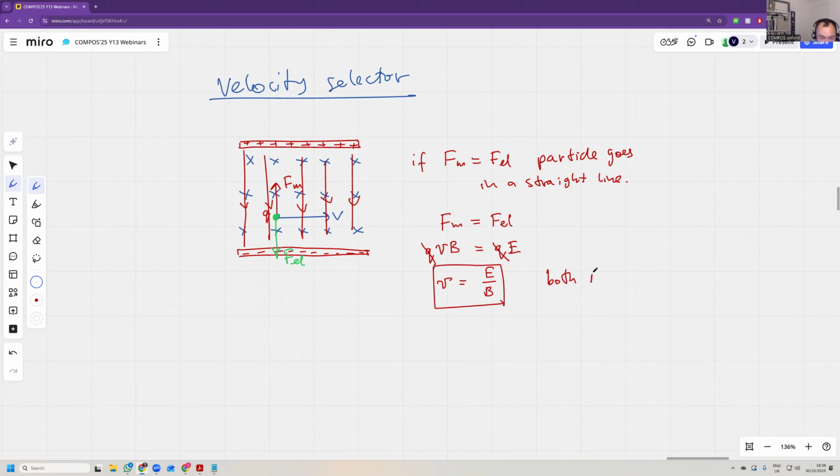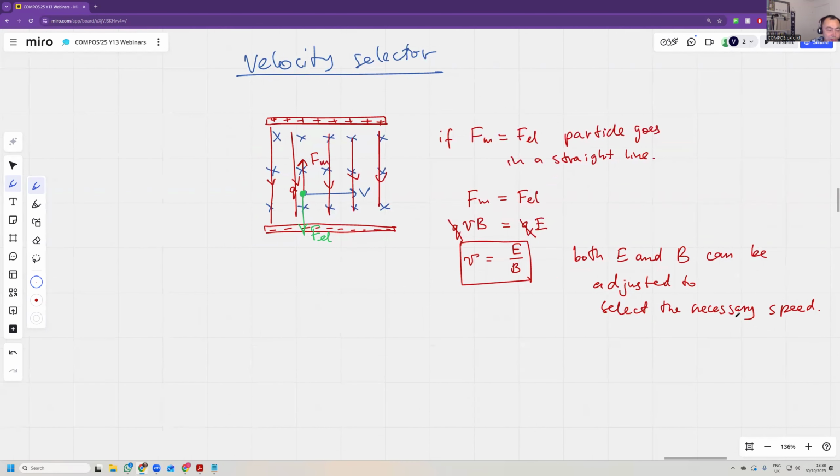Both E and B can be adjusted to select the necessary speed. So if the particle moves too fast, the magnetic force will be bigger. And at the end we place a tiny window on the other side. Small window.